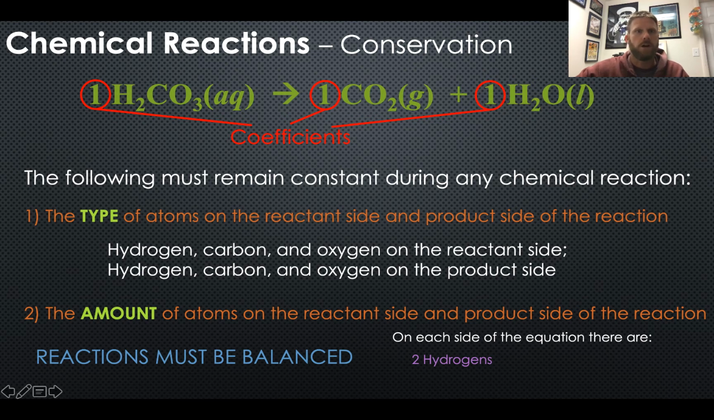Look at carbon. On the reactant side, there is 1 carbon atom, 1 times 1. And on the product side, there is 1 carbon atom, 1 times 1. Finally, there are 3 oxygen atoms on the left side of the equation, 1 times 3, and also 3 oxygen atoms on the right side, 2 in carbon dioxide and 1 in the water molecule. This reaction is balanced. There are the same number of each type of atom on both sides of the equation. We will definitely be spending more time with the practice of balancing equations.